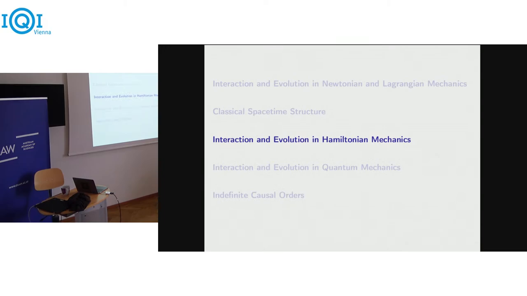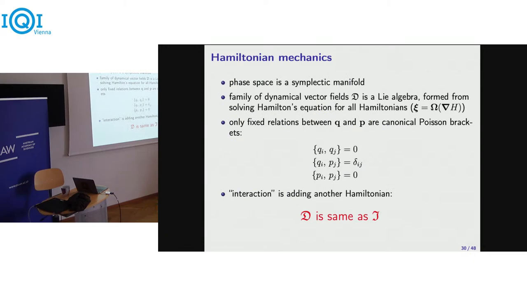So let's quickly cover Hamiltonian mechanics. As I remarked earlier, phase space is a symplectic manifold. The family of dynamical vector fields is a Lie algebra formed by solving Hamilton's equation for all Hamiltonians. The only fixed relations between the Q's and the P's are the canonical Poisson brackets. The only thing one can mean by interaction here is just adding another Hamiltonian. But that means that there is no distinction between interactions and evolutions. The vector fields that represent evolutions and the vector fields that represent interactions are the same family of vector fields.